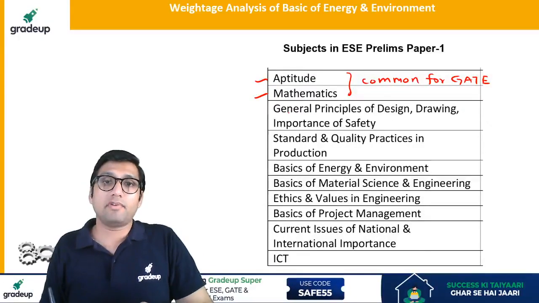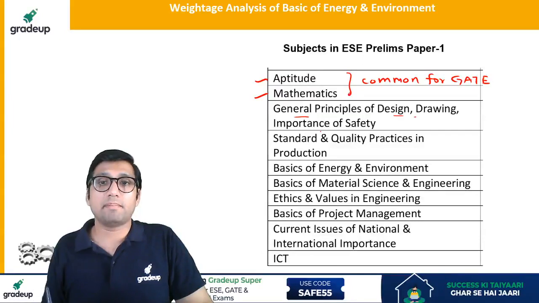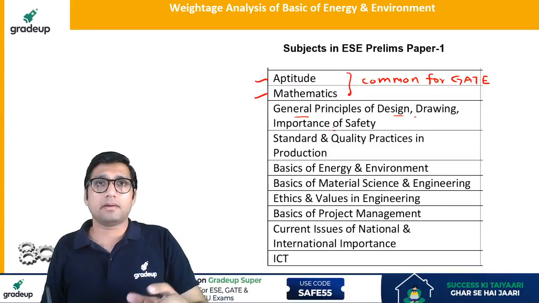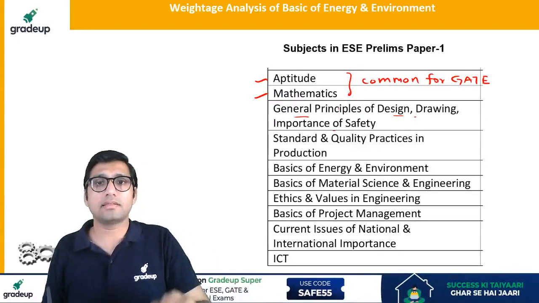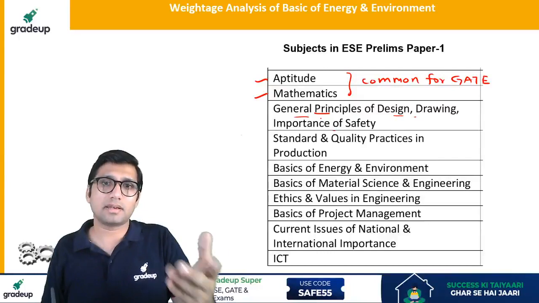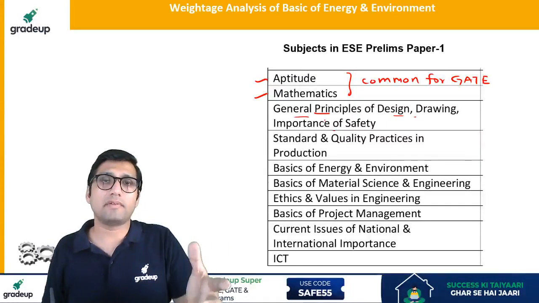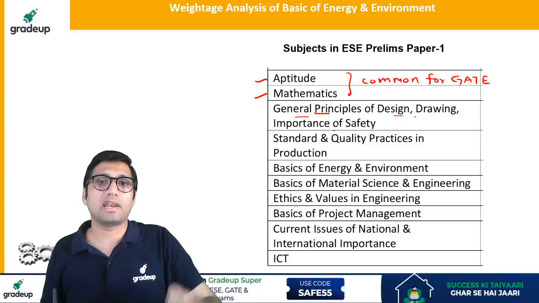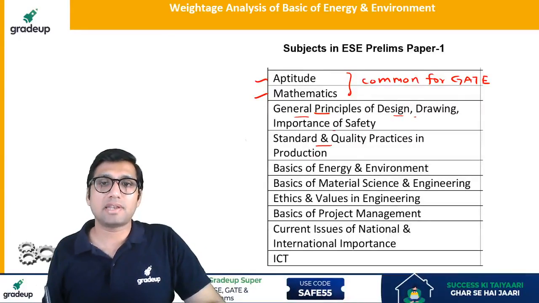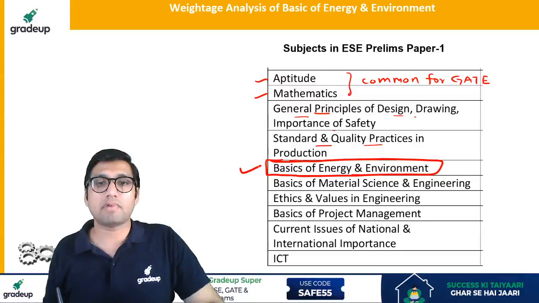Then we have general principles of design, drawing, and importance of safety. Mechanical and civil students, and I think all the branches, study this general principle of design drawing in BTech first year, especially the mechanical and civil ones, right? In that you study the basic principles of design drawing and importance of safety. Then we have standard and quality practices in production. Then Basics of Energy and Environment, which I will be taking in this free crash course series.